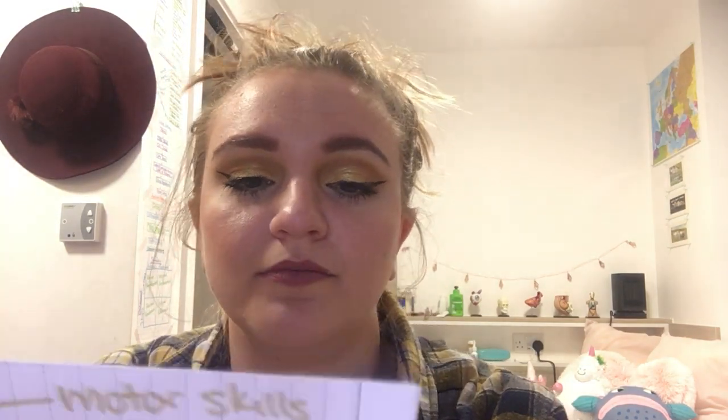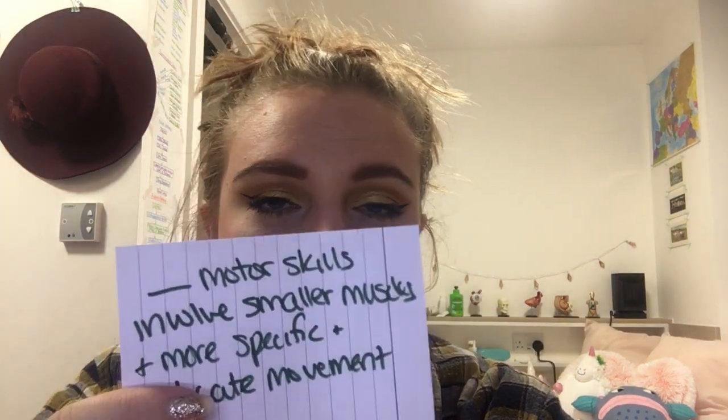Blank motor skills incorporate movement from large muscle groups and whole body motion. Those are gross motor skills. Those are things like sitting up, walking, moving the arms. And then conversely, blank motor skills involve smaller muscles and more specific and delicate movement. Those are the fine motor skills. That's stuff like moving your fingers, moving your eyes around, those sort of things.